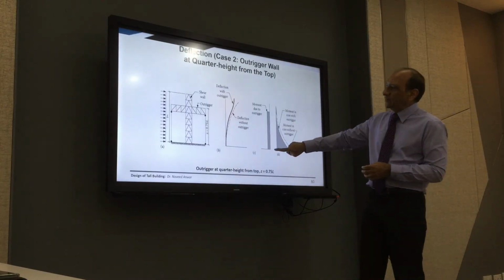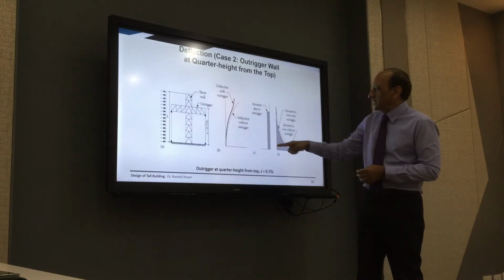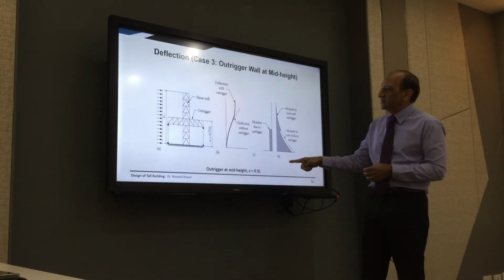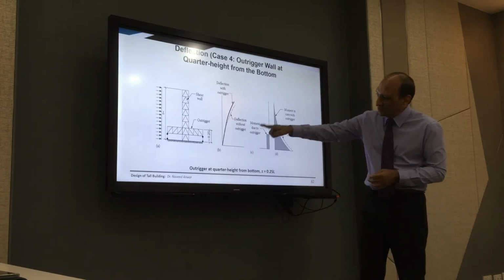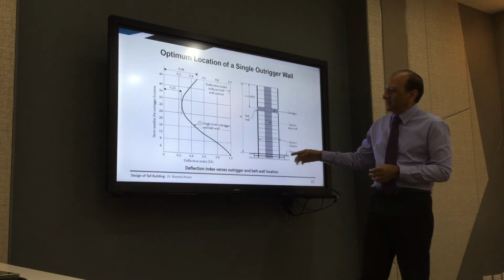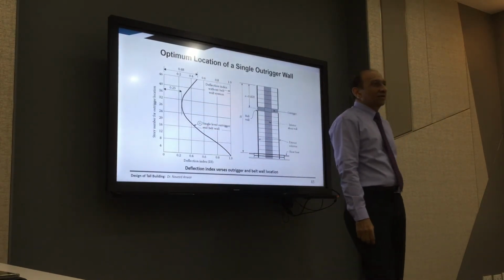So this is the effect of the outrigger. You can see at the top, at the middle, the deformed deflection shape becomes like this. Bending moment becomes like this. Another location, so like this. People have worked on these things and then found that the best location is here for a single outrigger.